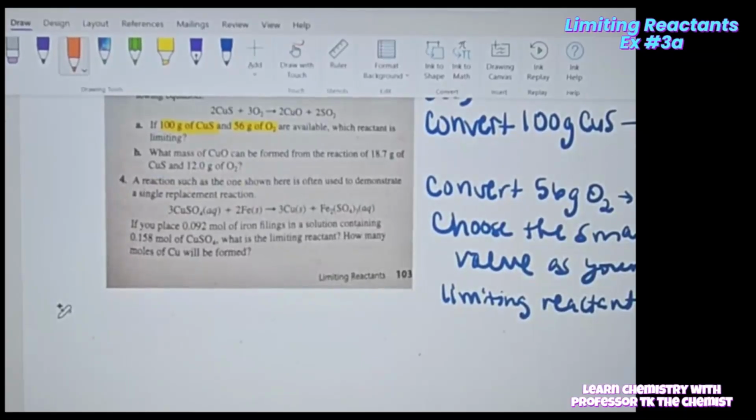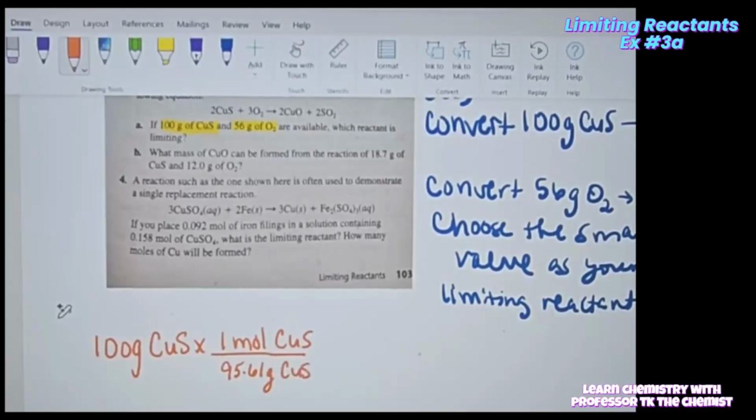All right, so for 3A, you're going to take that 100 grams of copper 2 sulfide, right? And you're going to convert that to a mole of copper 2 sulfide. Now, the molar mass of copper 2 sulfide is 95.61. Okay? Make sure that you all go back and redo these calculations also for yourself. Okay? And again, I'll put the answers up here in a minute. I'm just setting it up so you all can do this as well.